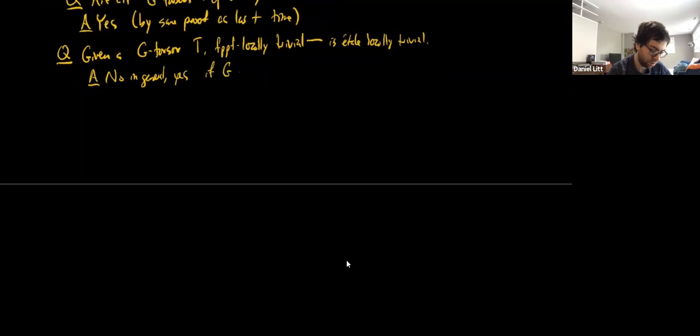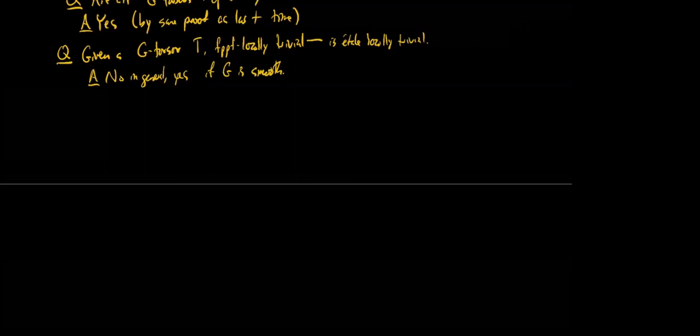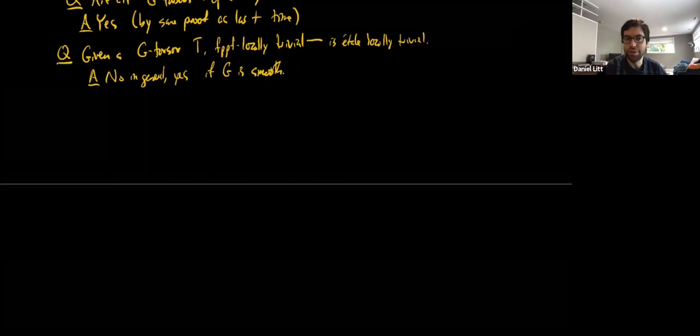So can anyone give me an example of a non-smooth group scheme? Any thoughts? Maybe the kernel of Frobenius or something? Yeah, so if you take the kernel of Frobenius on the affine line, or G_a, that's called alpha_p, and that's not a smooth group scheme. Another example is mu_p in characteristic p, the thing that represents p-th roots of unity. So that's the kernel of Frobenius on G_m.